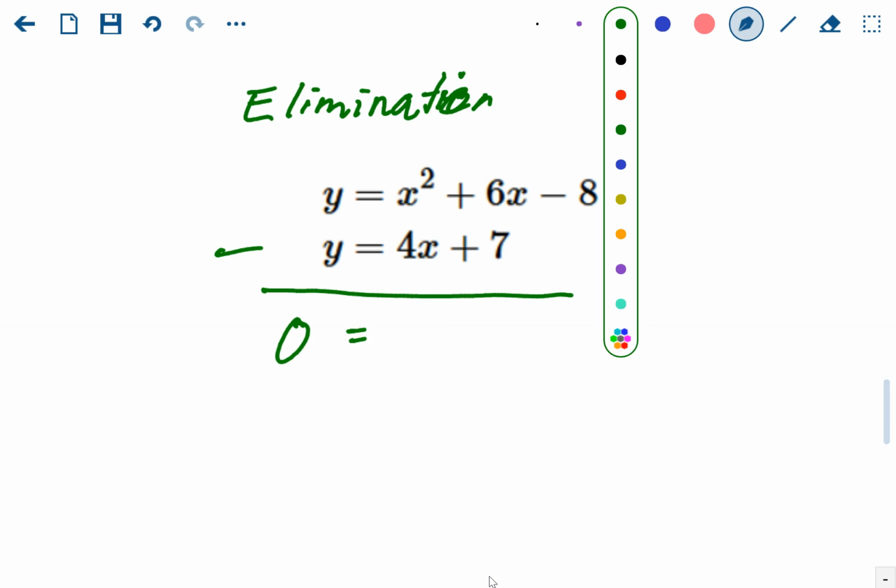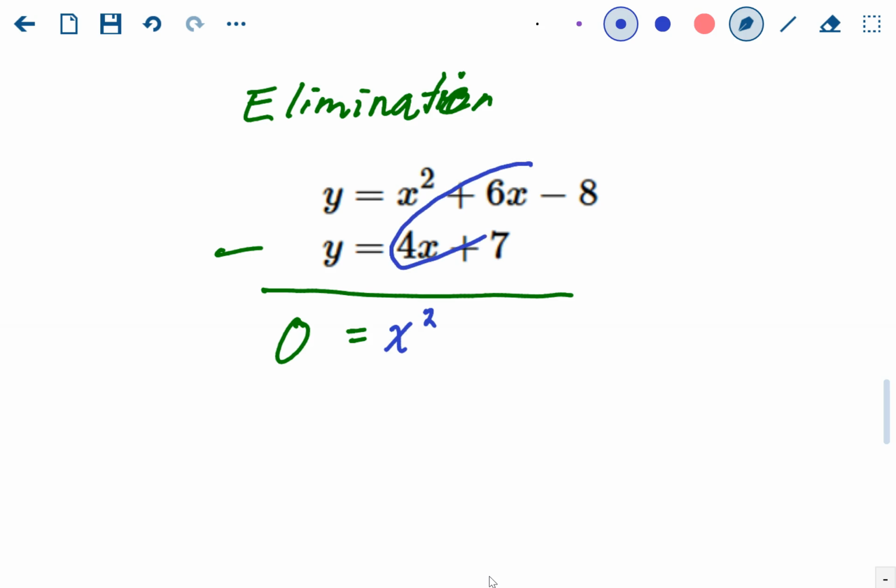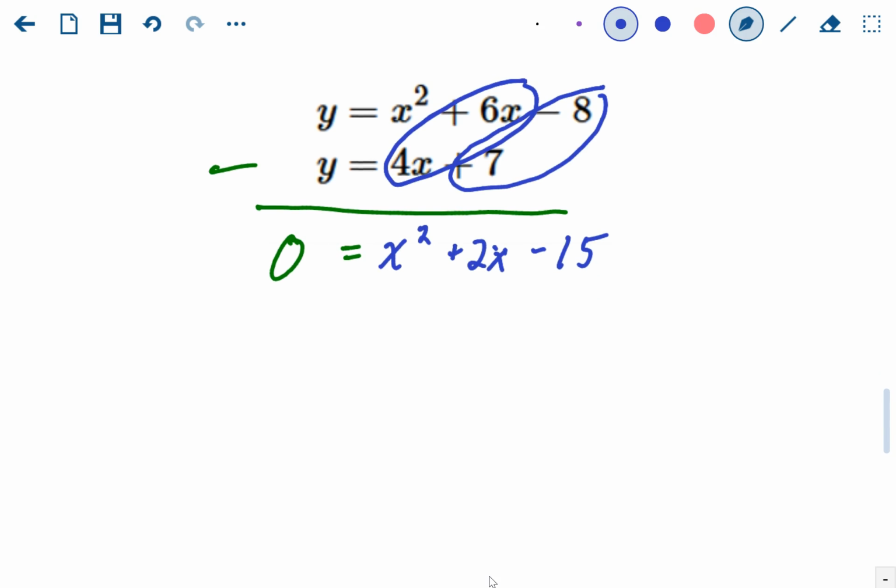Now you subtract top equation minus bottom equation. These aren't lined up, so you don't want to do x squared minus 4x. X squared would have to go with any other x squared, and there isn't one on the bottom. So it's just going to be x squared. Then you're going to subtract the x values. 6x minus 4x is 2x. And subtract the constants. -8 minus 7, careful, is -15. So this one already equals 0. So all we have to do is factor and then solve.